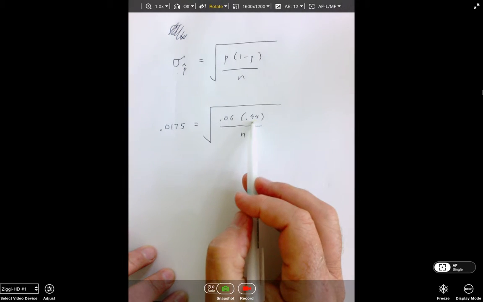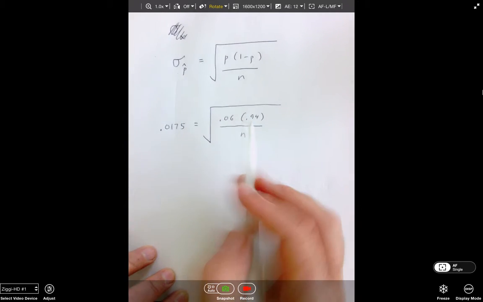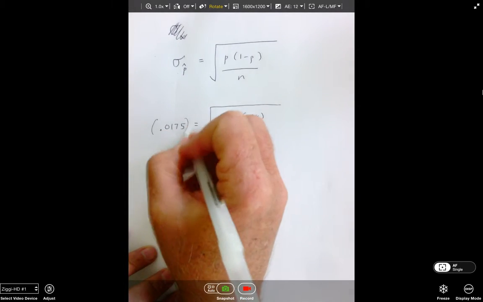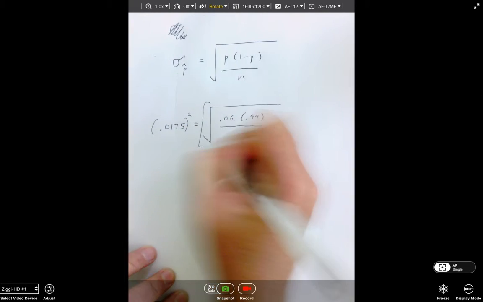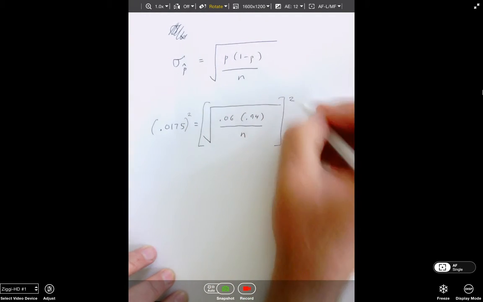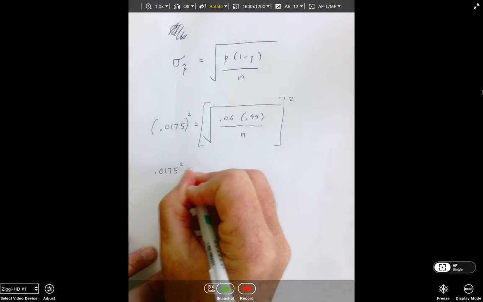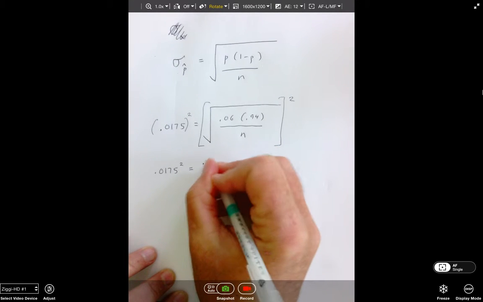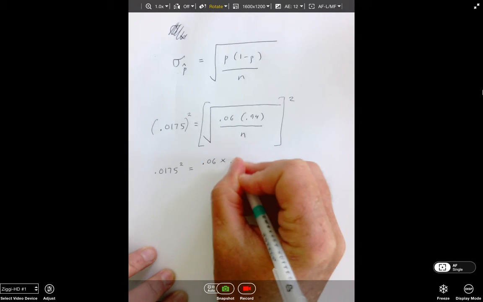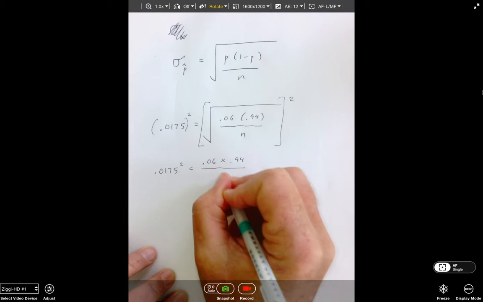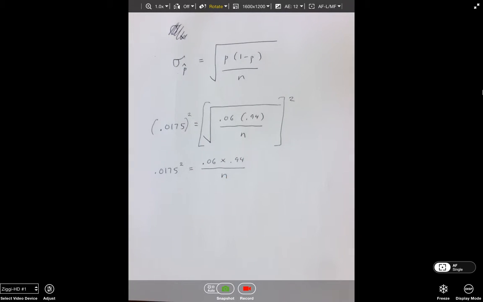So again, where's that 0.94 come from? This is 1 minus 0.06. Guys, let's square both sides. So over here I get 0.0175 squared. And on this side I get 0.06 times 0.94 over n. Now, guys, I'm going to show you a trick that helps a lot in statistics. Now, I'll come back to this in just a second.